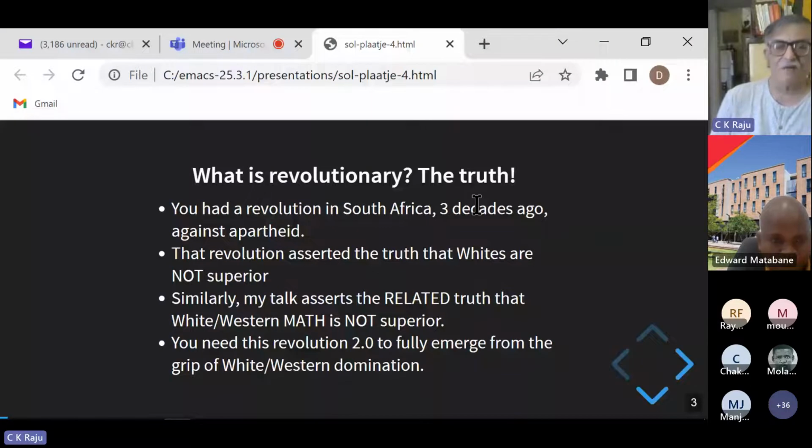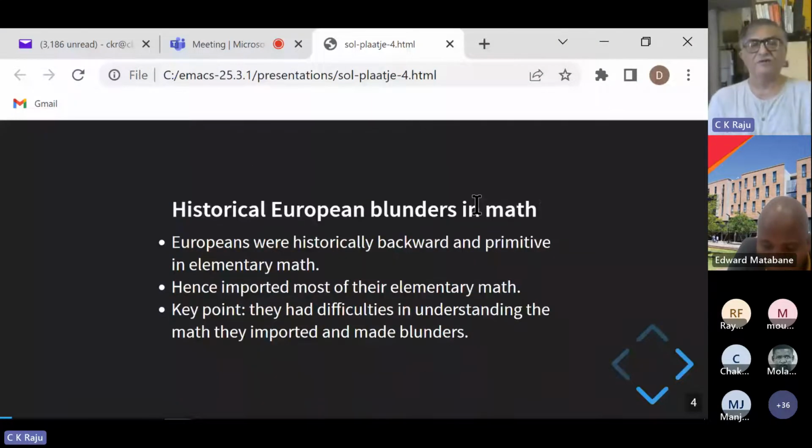So, as I said, I want to first of all explain to you why Europeans were inferior in math and the kind of blunders they made. See, they did not have even elementary arithmetic properly. They had some Roman arithmetic, but it was quite primitive. And therefore, they imported their elementary math. And the key point I want to make is that they had difficulties in understanding the math they imported. And therefore, they made blunders.